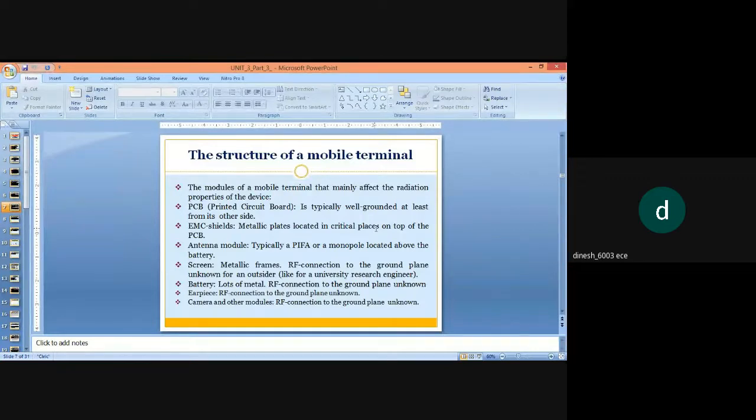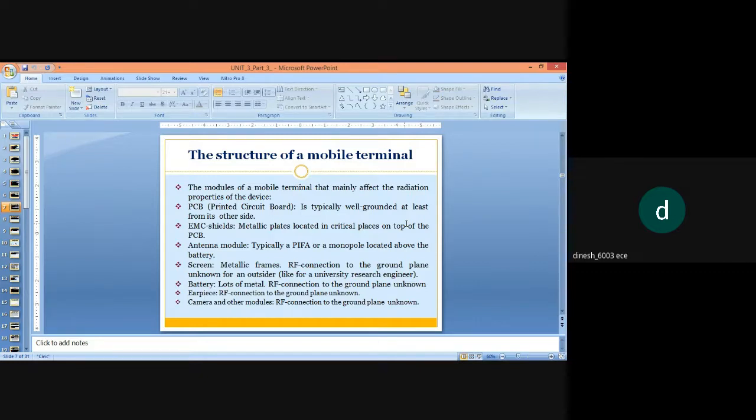These are typically a PIFA, which is a planar inverted F antenna, or a monopole antenna located above the battery. There is a screen present in the mobile phone, which has metallic frames. The radio frequency connection circuit is connected to the ground plane, which is unknown to an outsider. Then the battery is present, which consists of lots of metal. The radio frequency connection to the ground plane is unknown. Then we have the earpiece. The radio frequency connection to the ground plane is unknown.